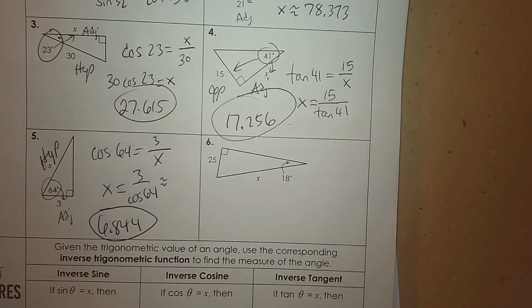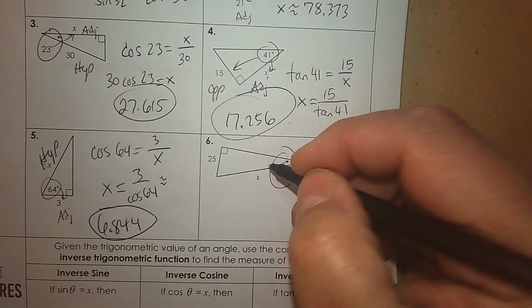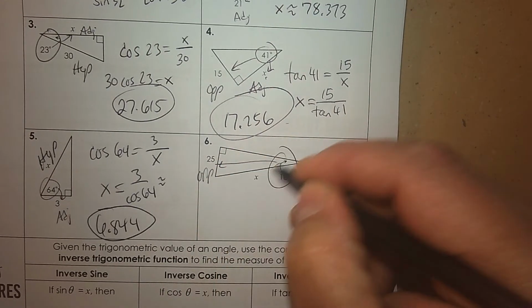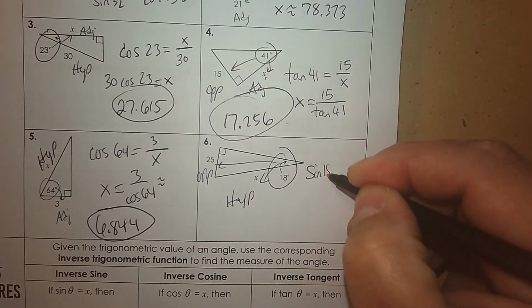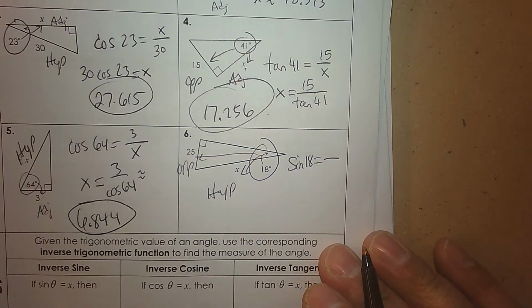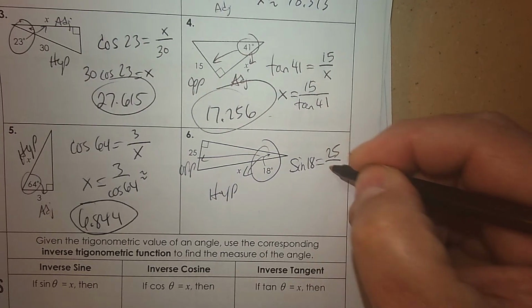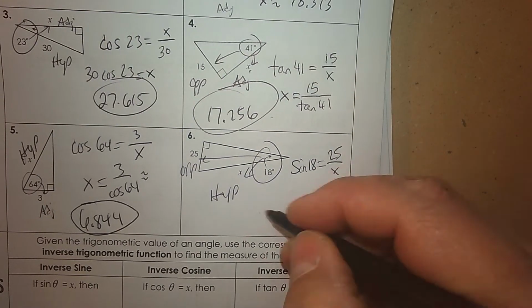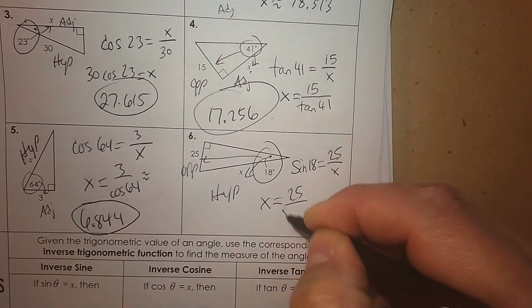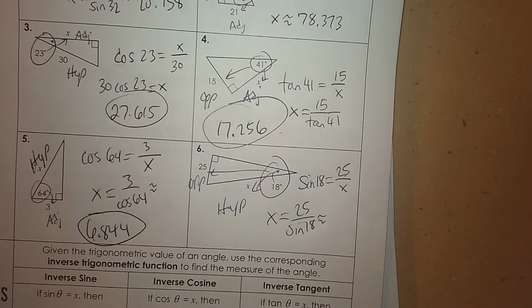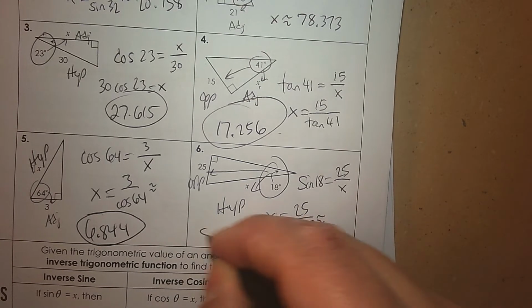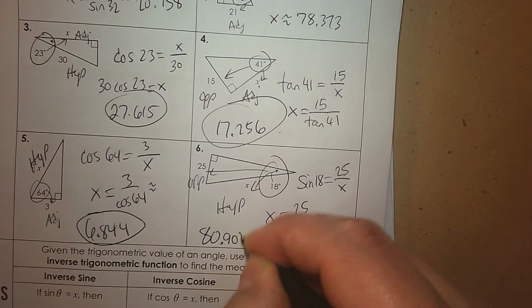All right. Circle the angle. Opposite. Hypotenuse. This is sine of what angle? 18. 25 over x. To get x by itself, you multiply and then you divide. So it's 25 divided by sine 18. And that's 80.902.